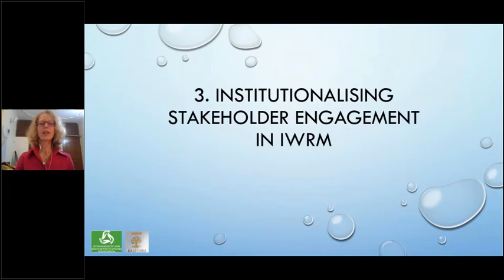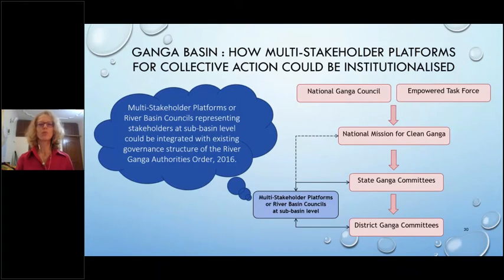So I would just like to show one example of how multi-stakeholder platforms for collective action could be institutionalized. And that is related to the Ganga Basin, because I've been actively involved in one of the tributaries. So there is this government, or the River Ganga Authorities order, in which a structure of the Ganga governance is laid down. On the right side, you see this in pink.